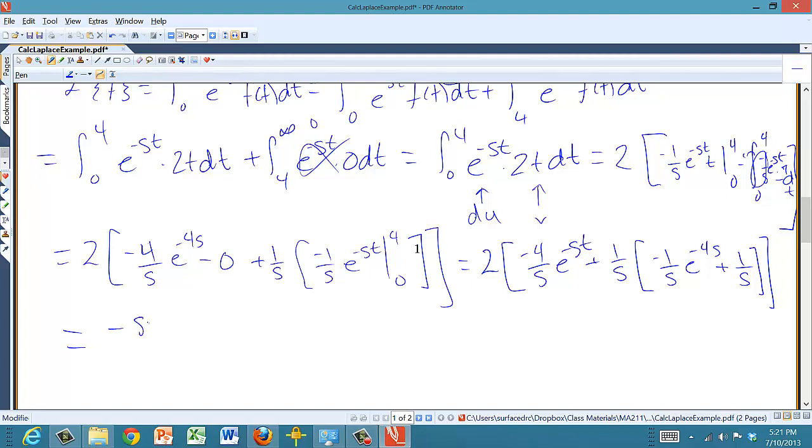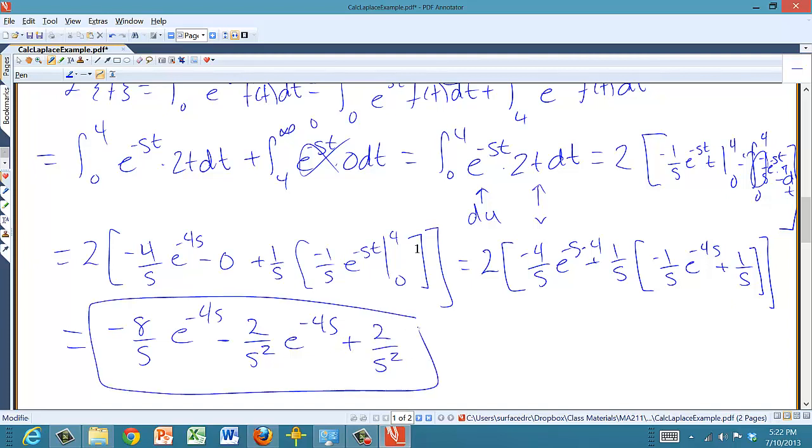So this is negative 8 over s e to the negative 4s. And then I'll have a minus sign, minus 2 over s squared e to the negative 4s. Oops, that's a 4 here. And that's a negative 4s. And then you'll be left with a what? Plus 2 over s squared. And that's it. That's the Laplace transform you're looking for.